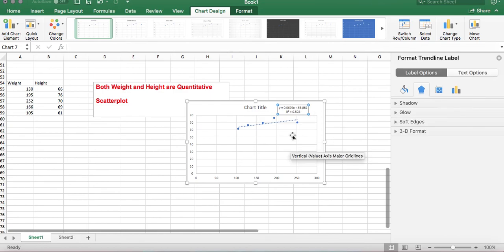This value right here, you don't really need to know it, but essentially you can see that generally as your weight goes up, your height goes up as well. So that's a general trend of something that you may want to find between two values. So as I get taller, I also typically weigh more.